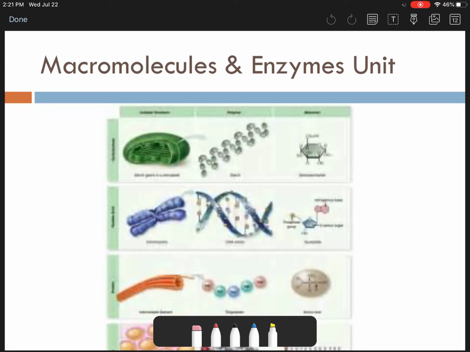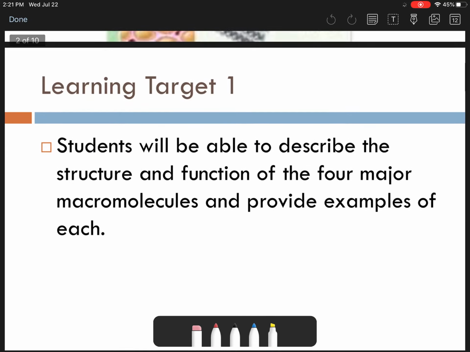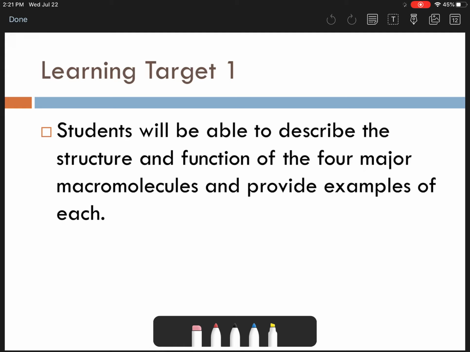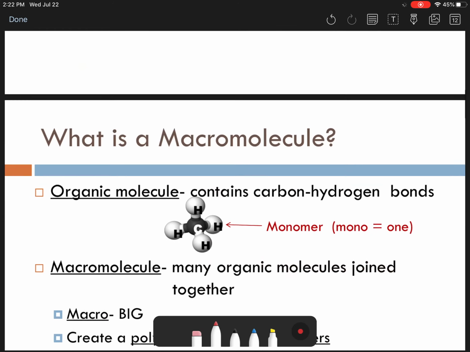All right, we're going to be starting a new unit that's going to deal with macromolecules and enzymes. The first learning target we're going to be covering is that students will be able to describe the structure and function of the four major macromolecules and provide examples of each. So, structure, kind of what it looks like, function, what it does, of the four major macromolecules, and then also to provide examples of each kind.